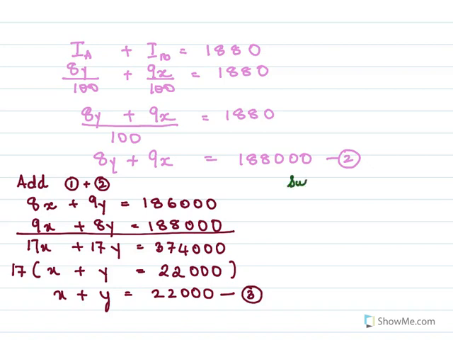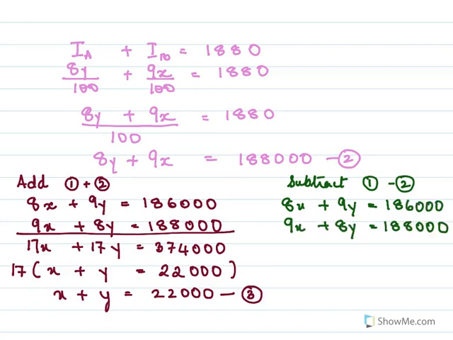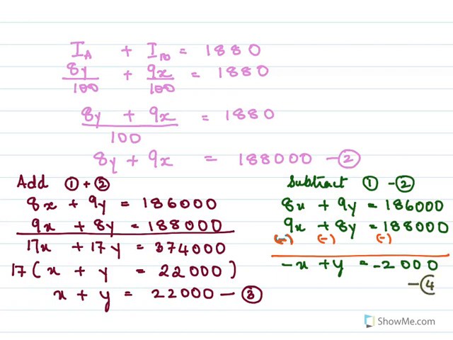Now the same two equations, I'm going to subtract them, that means 1 minus 2. One equation is 8x plus 9y equals 186,000. Subtracting means I need to change the sign, so it is minus, minus, minus. So I'll get minus x plus y equals minus 2,000. On subtracting, we get this equation, which we've named equation 4.